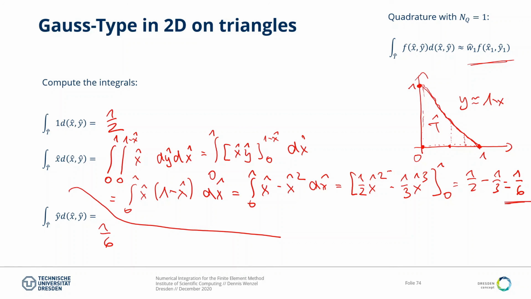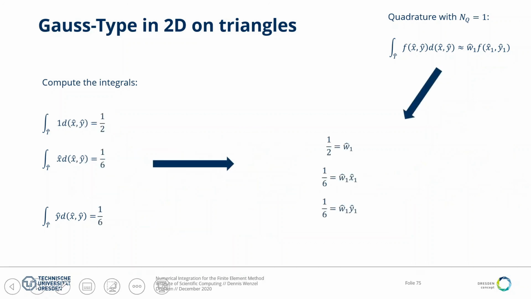Okay, so the first step is done now. We have computed our integrals. And now, just like in 1D, we have to put it together and form our linear system. So we take this approach up here with the 3 unknowns, w1, x1, and y1. We take those 3 integral equations that we have here, and then we put it together.